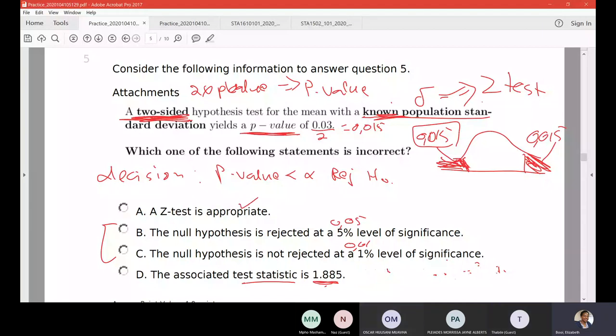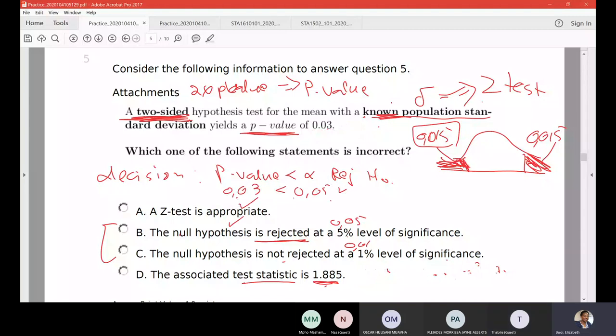The second one, which is B, says the null hypothesis is rejected at that level. So we know what our p-value is. From the statement that we are given, we know that our p-value is 0.03. What is our alpha? Our alpha is 0.05. So here it says we reject the null hypothesis. Are we rejecting the null hypothesis? Yes, we are going to reject, because the p-value is less than alpha. Therefore, this is correct.